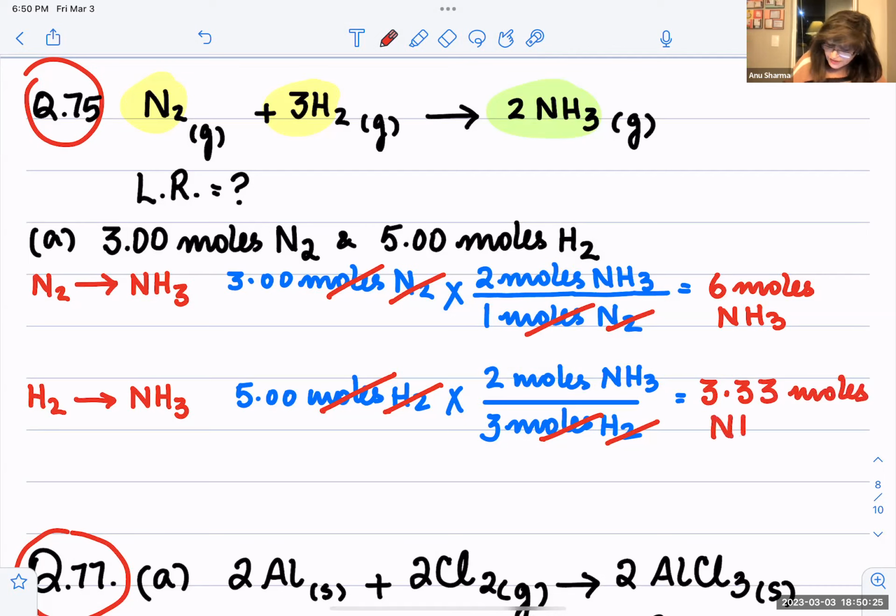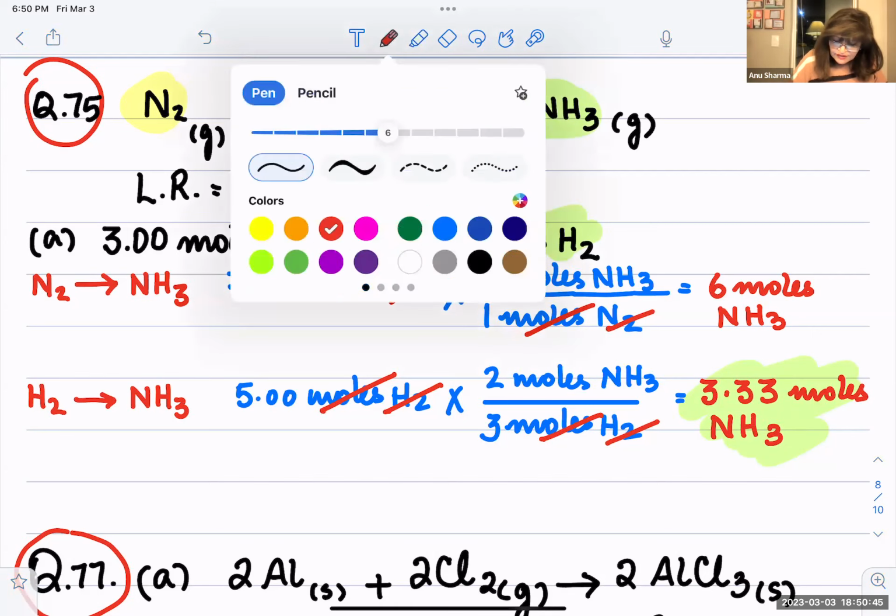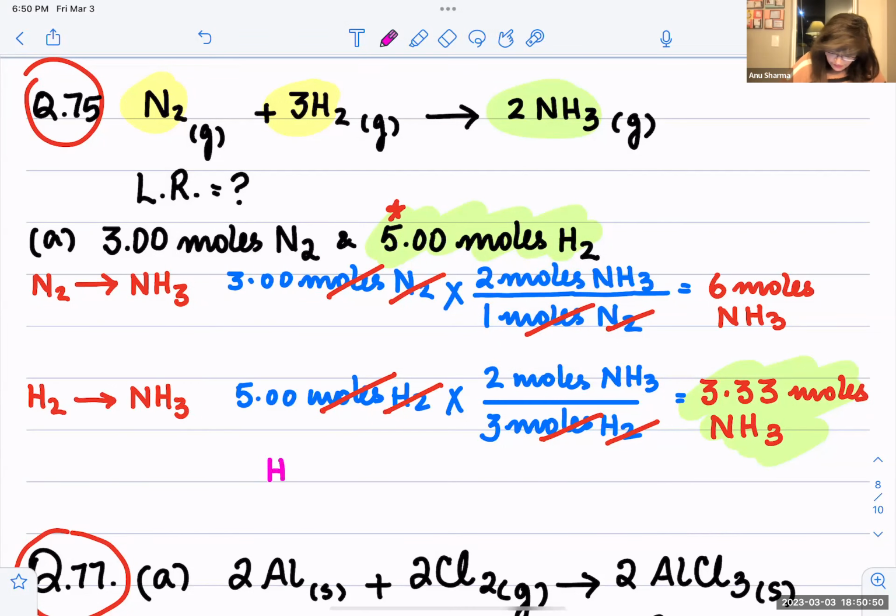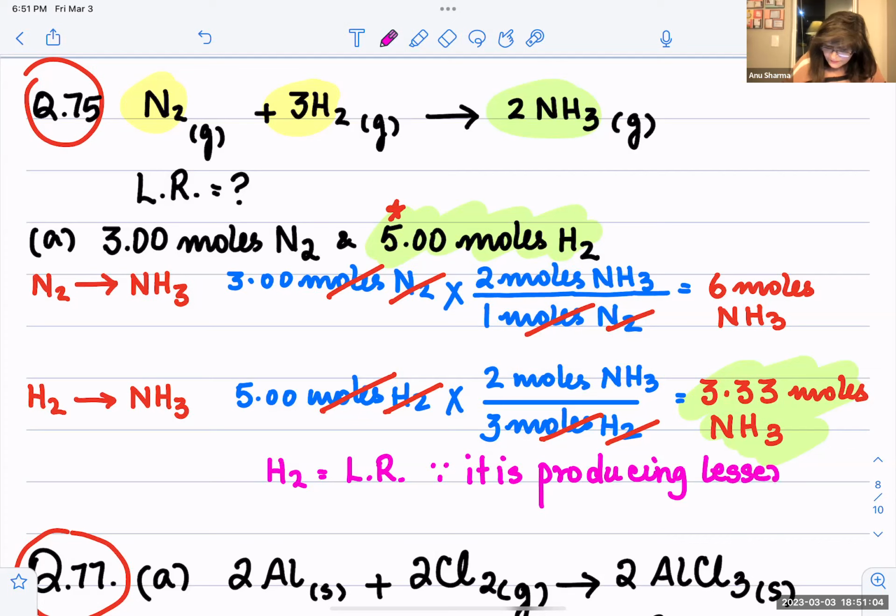Okay, so you see, hydrogen is larger in amount, but it is giving you lesser ammonia. You're using larger moles of hydrogen, right? But you're producing lesser moles of ammonia. So regardless, in comparison, 3.33 moles is less than 6. So that means that hydrogen is the limiting reactant because it is producing lesser NH3.